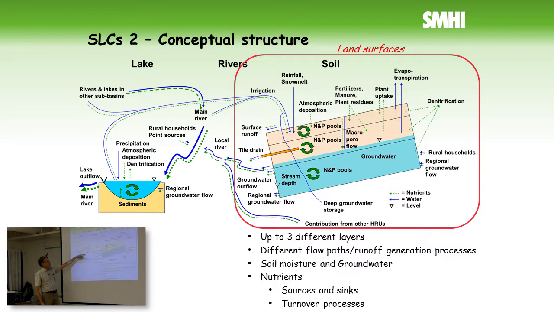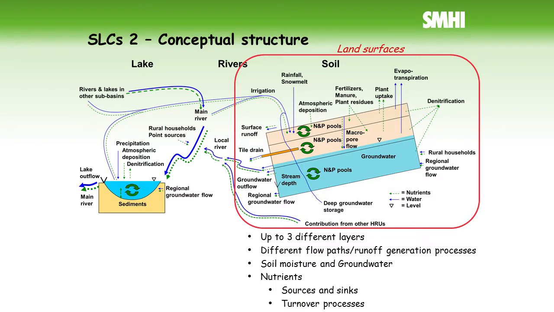Then you have the network of rivers and lakes. And blue here means water, green means substances. To start with, that was only nitrogen and phosphorus, but there are other substances available right now also. And then for the lakes, atmospheric deposition, for instance, takes place here. Okay, more about that tomorrow.